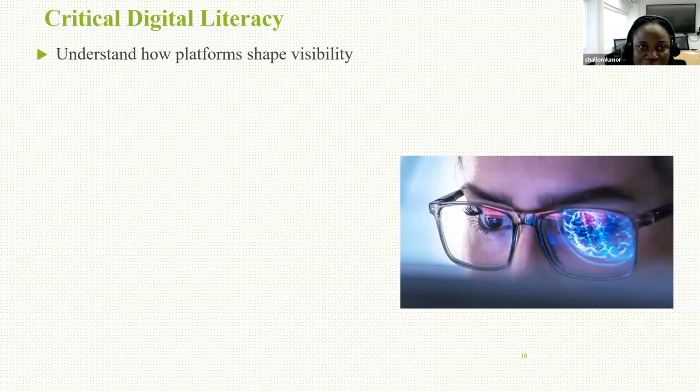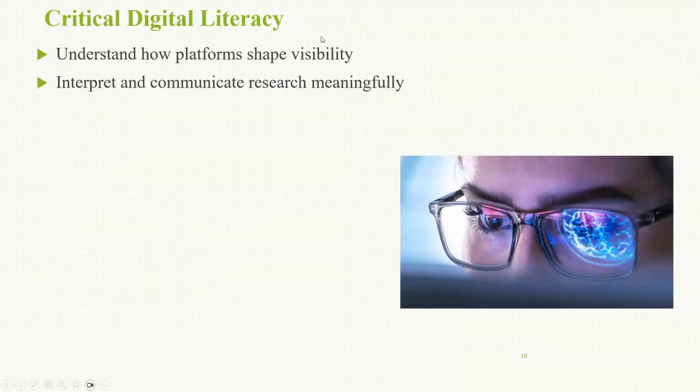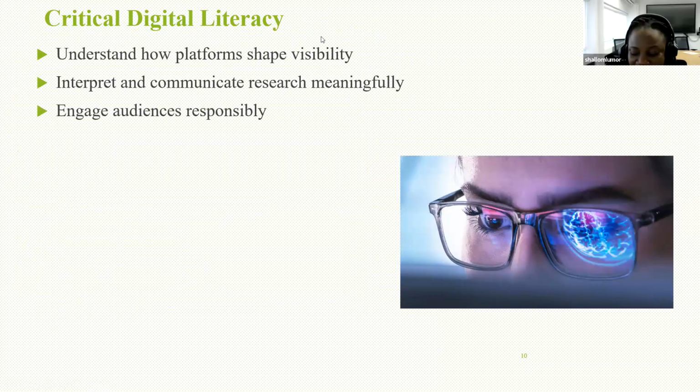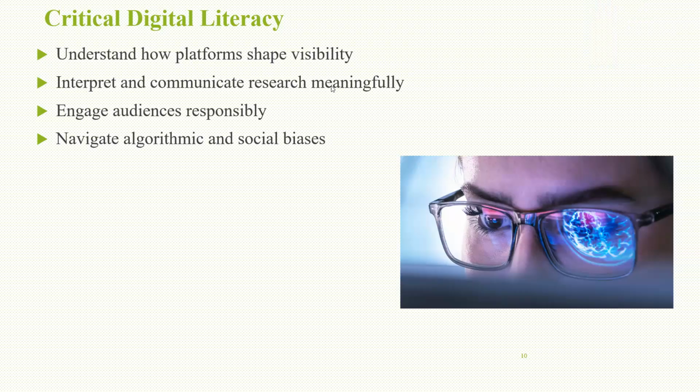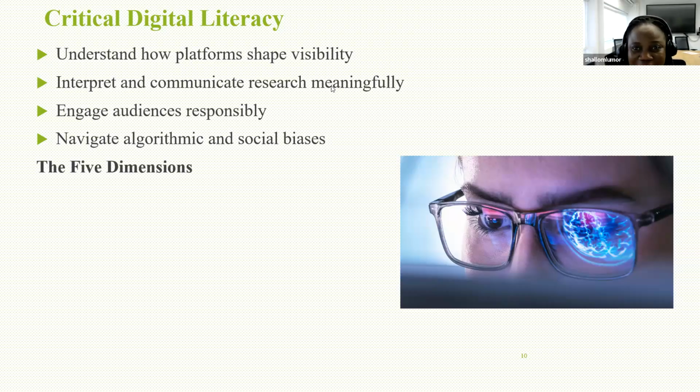Now, the second theory talks about critical digital literacy, and this one is about how you understand how the platforms actually share visibility. It talks about how to interpret and communicate research meaningfully and engage audiences responsibly. It helps you navigate algorithmic and social biases. So this one more or less talks about power play on social media.